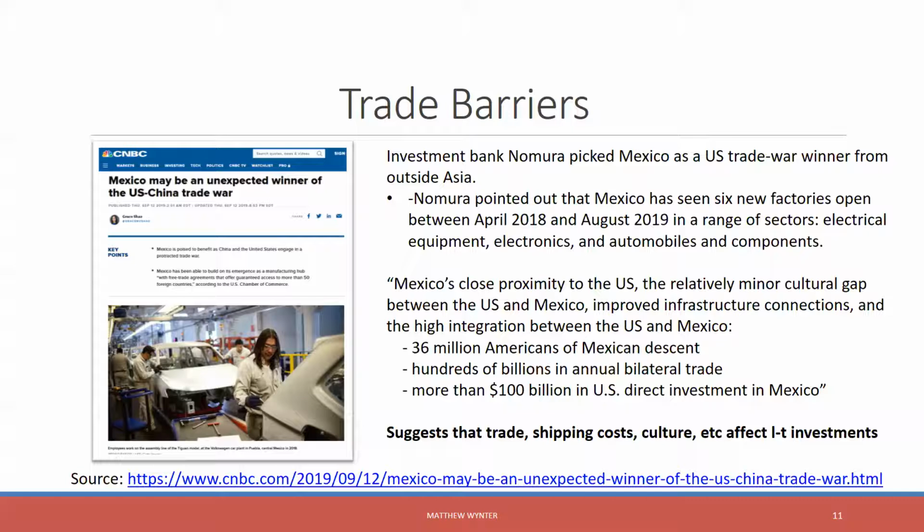You've got lots of improvements in infrastructure to basically make it a lot easier to ship and source goods within the country. And then you have a high degree of integration with the US and with this large trading bloc. What does all that suggest? It suggests that trade, shipping costs, culture, all of these things are incredibly important when we're talking about a long-term investment like FDI. So we have trade barriers, we have quotas, we have tariffs, we have things that restrict the ability to move goods between countries.